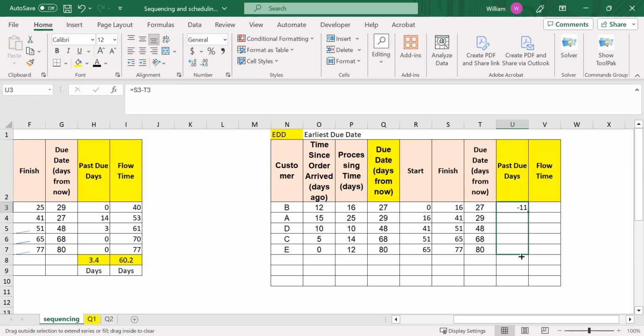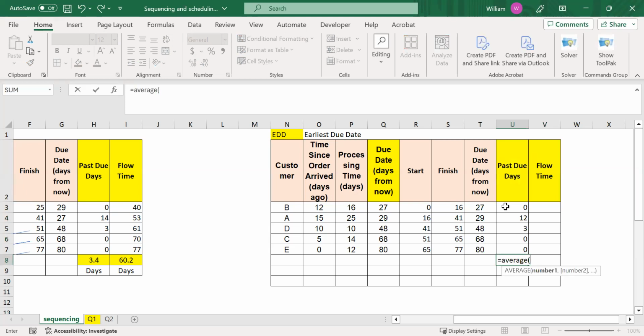Okay, and you can drag that formula all the way to the bottom. Again, I'll be looking to see, do I have any negative values here? Anywhere with a negative gets changed to a 0. It's not past due. And I'll calculate the average past due date down here using the average function. And that gives us 3 days.